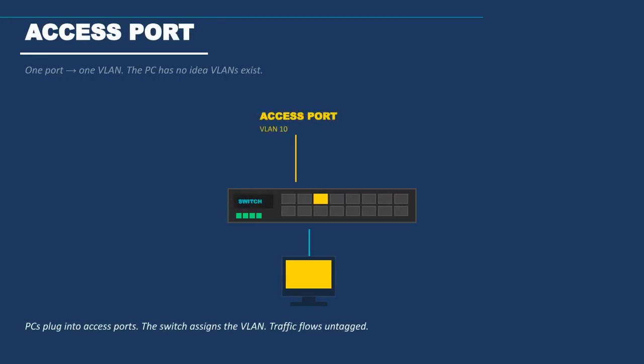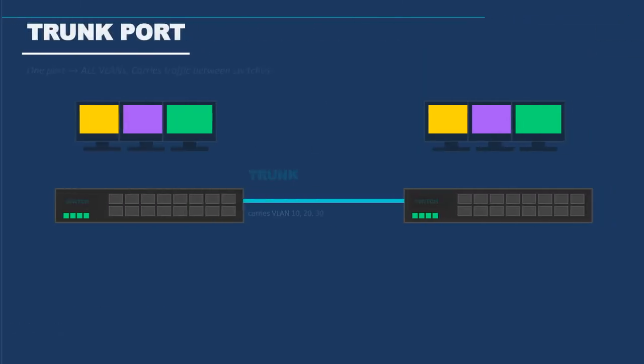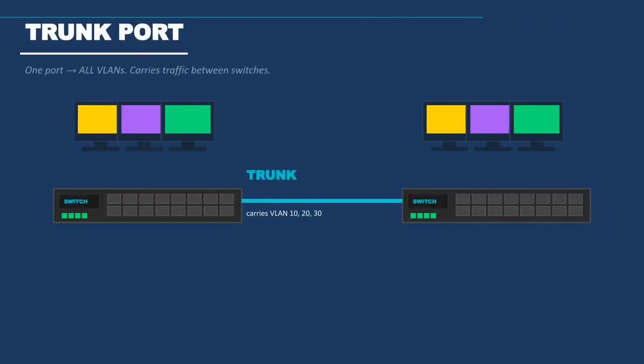PCs connect to access ports, which are assigned to a single VLAN. The switch automatically assigns the VLAN to the traffic, and the PC doesn't need to know VLANs exist as the traffic flows untagged. A trunk port, on the other hand, carries traffic for all VLANs between switches. This link uses 802.1q tags, so the receiving switch knows which VLAN each frame belongs to.